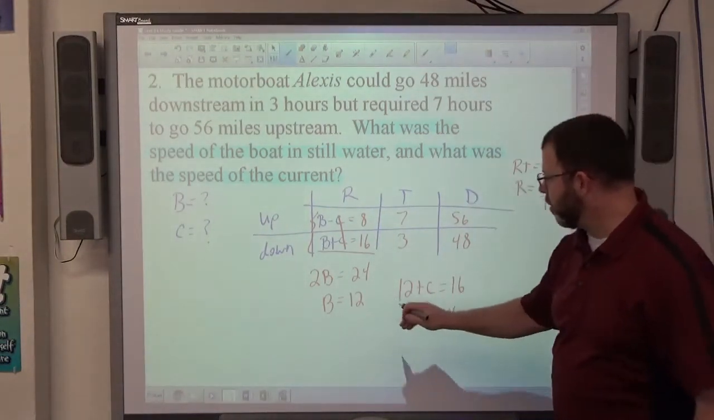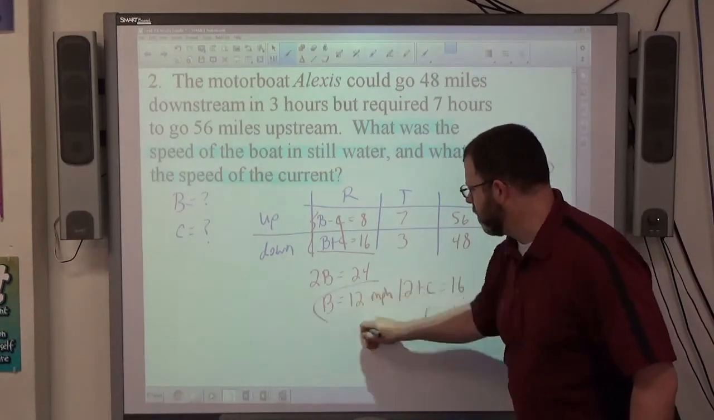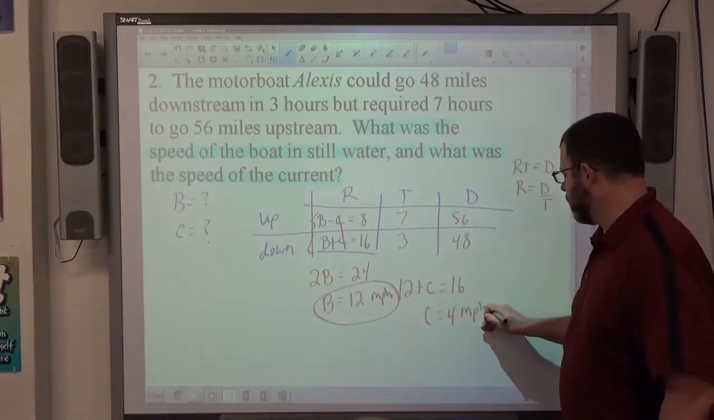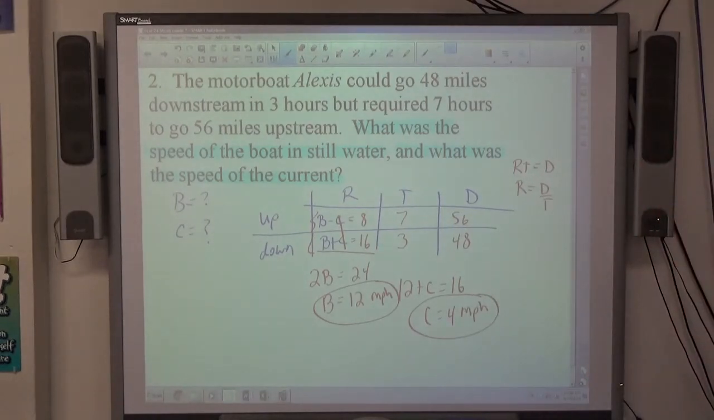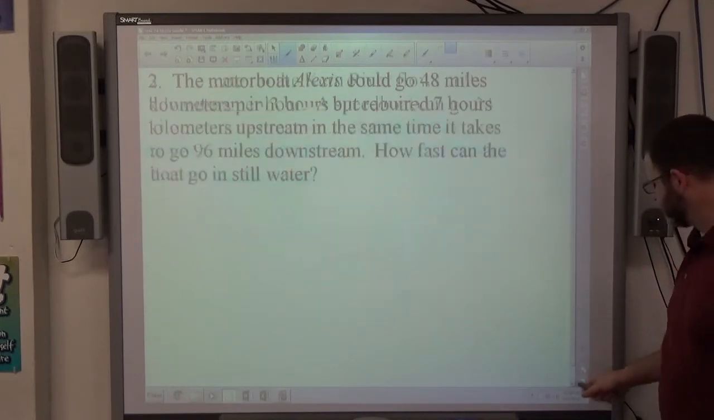What was the speed of the boat in still water? 12 miles per hour. What was the speed of the current? 4 miles per hour. Okay, so expect a motorboat problem going upstream and downstream on the test. Again, we'll set up just like this. You'll get 2 nice easy answers.